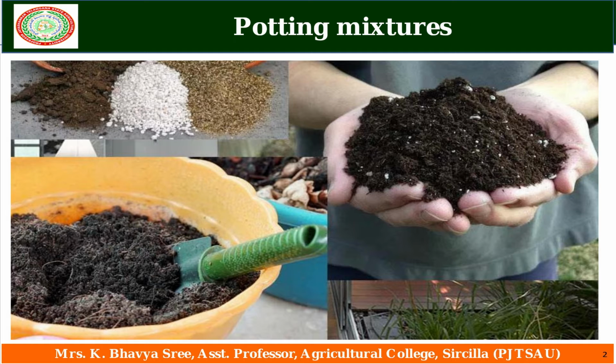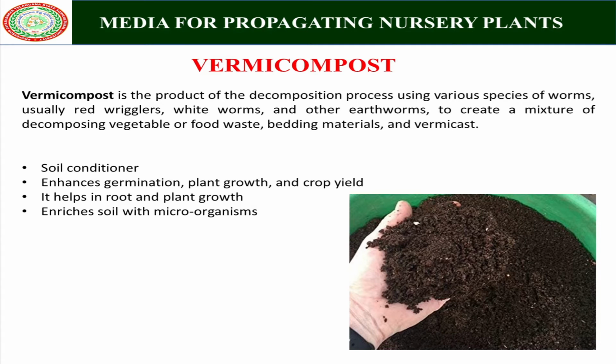Now I am going to introduce you to the different components which are generally used as a potting mixture. The first and the foremost one among that is vermicompost. Vermicompost is nothing but the decayed product which is obtained after decomposition of vegetable or food waste or any other organically decomposed waste through earthworms or redworms. This usually consists of the decayed product along with the vermicast, which is nothing but the castings of the earthworm.